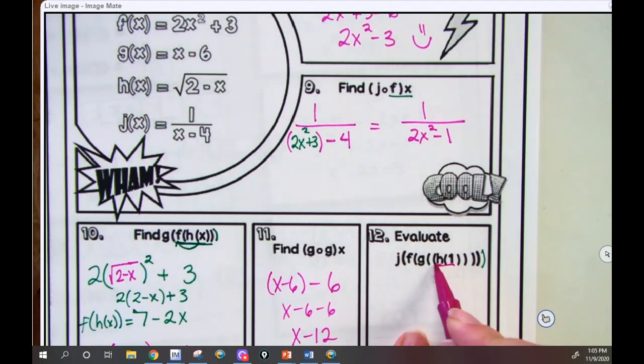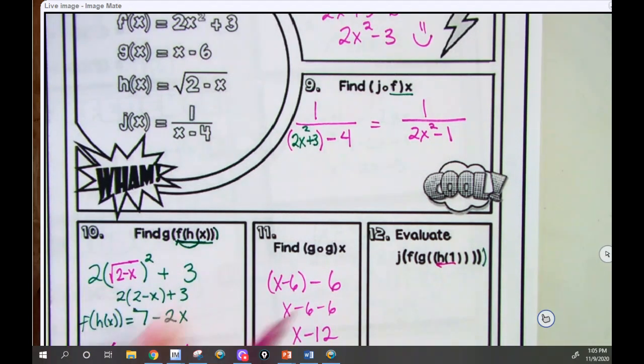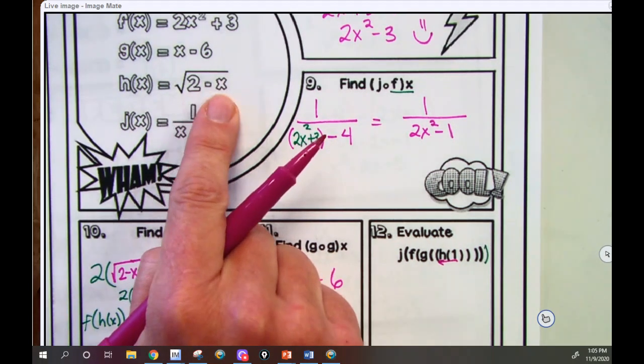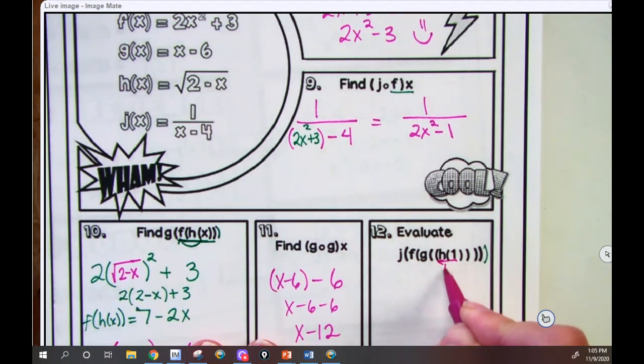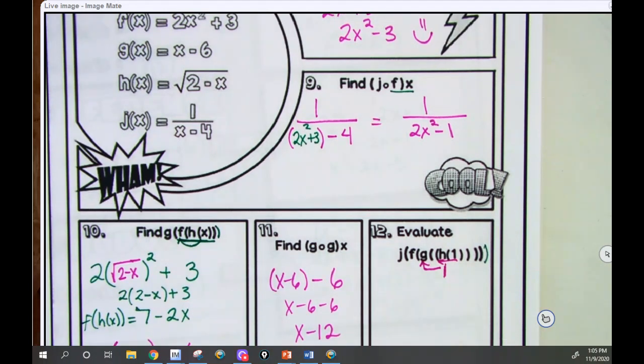Plug 1 into h. Tell me what you get. 1. 2 minus 1 is 1. Square root of 1 is 1. All right, so on that part I just got 1. Now I want you to plug 1 into... No, because you're not taking the square root of it. It already is square root. Are we good? Because I made a mistake before, but now we're good. Okay, so for h at 1 we got 1.